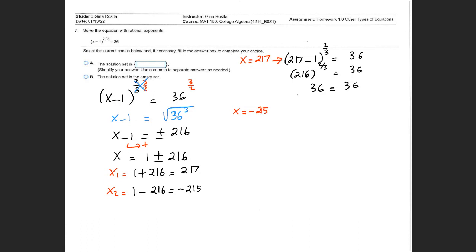I forgot one, I just erase the 2 first. Here we go, to become better. 215. Now just plug in: negative 215 minus 1 to the 2 over 3 equals 36. Just change x with negative 215. So negative 215 minus 1 is negative 216 to the power 2 over 3 equals 36.